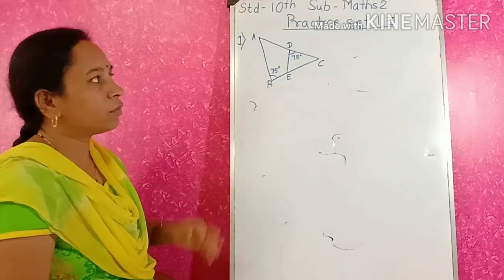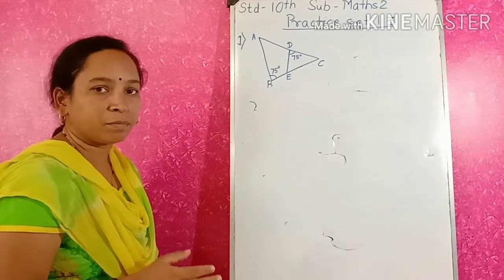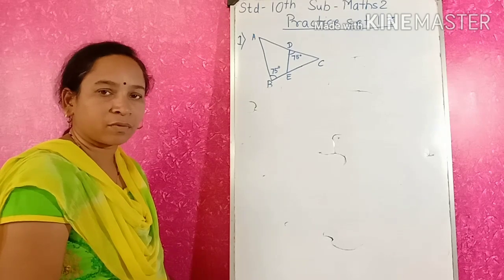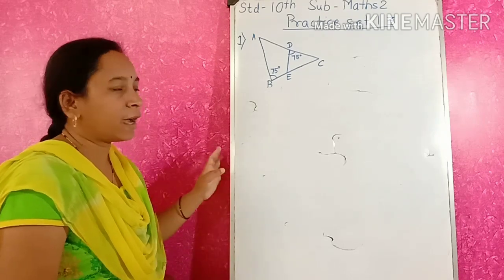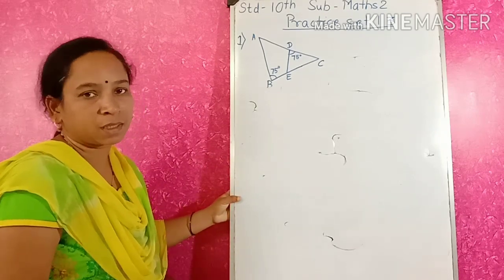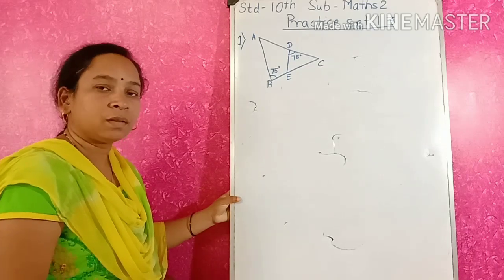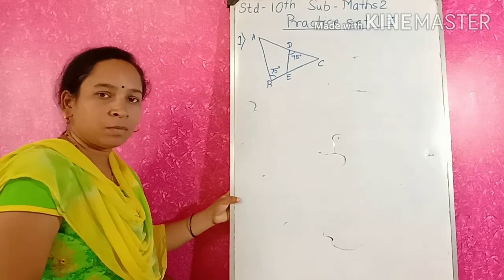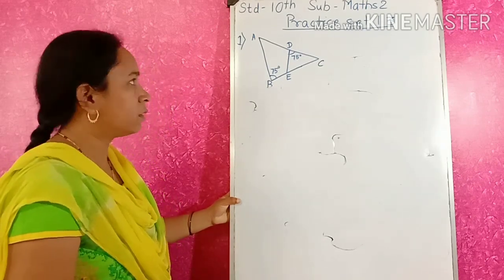Before that, you have to revise the similarity of triangles and the tests of similarity of a triangle. Those I have explained to you in the previous session. If you want to revise it again, the link for that particular session is given in the description box. You can go through it and revise it.